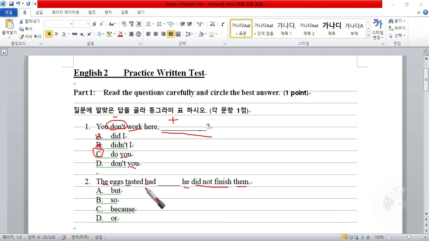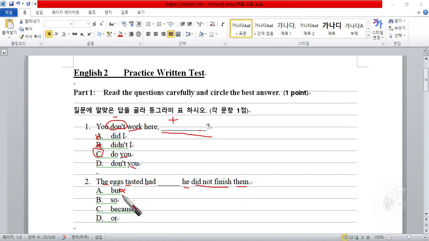Do they contrast, as we use for but? Is there a cause and effect with so and because? Or are you given 2 different distinct choices? Okay. Okay. So the eggs tasted bad, okay, but he did not finish them.